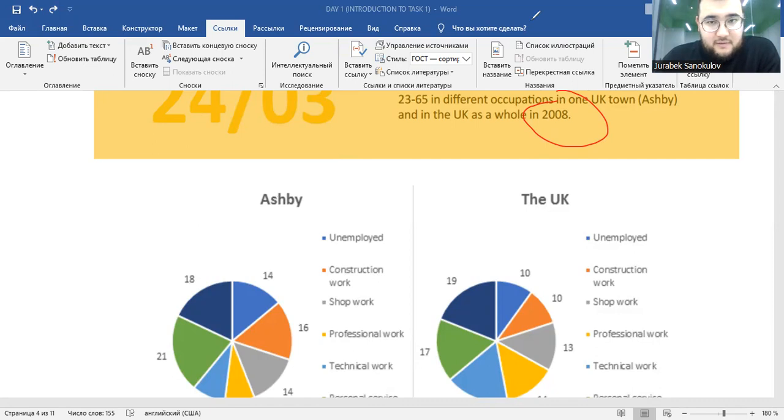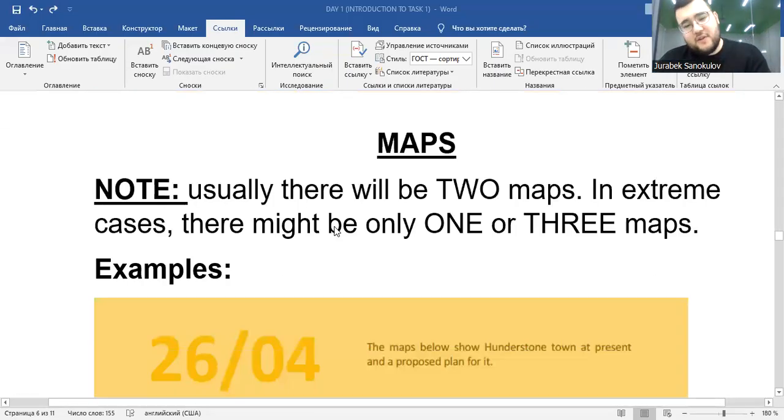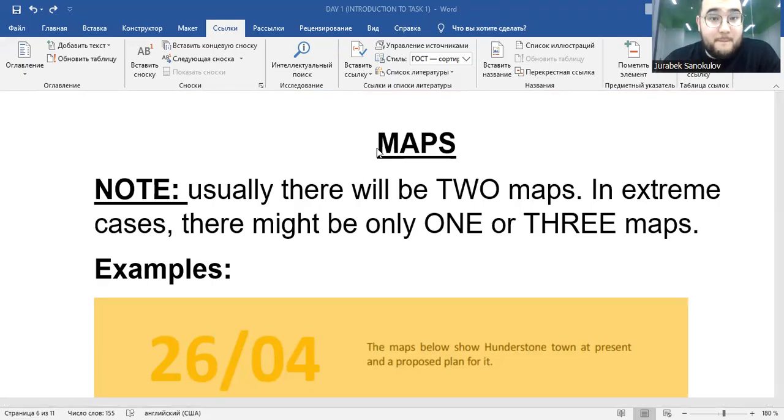Okay, so now let's move on again. I'm going to show you other pictures. So another third type probably of task one is maps. And I guess maps are one of the easiest question types to identify, not to write. Usually there will be two maps, or in some extreme cases, there will be just one map or three maps. But it's very, very extreme.